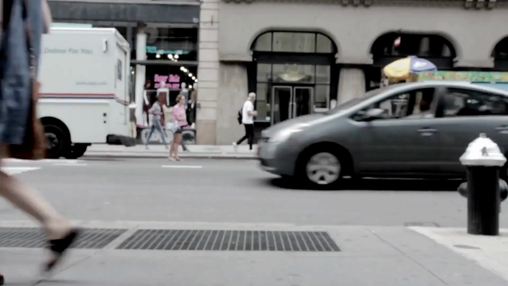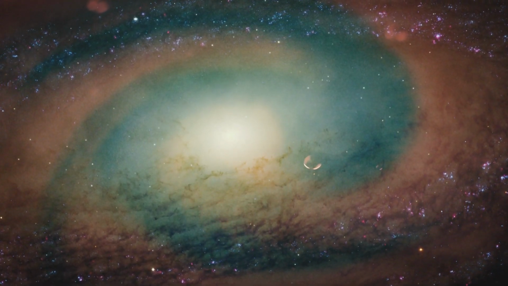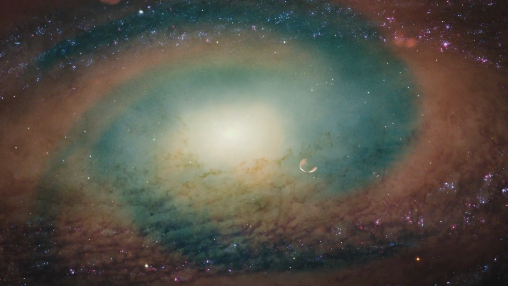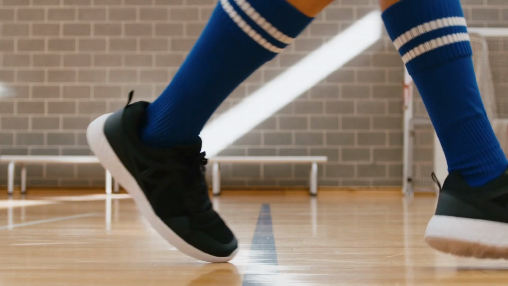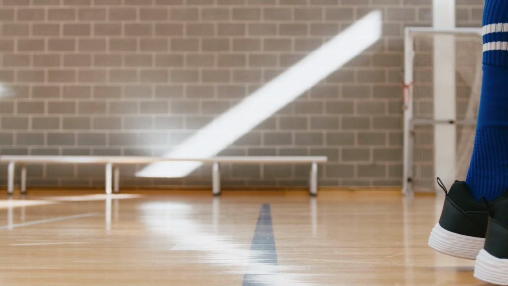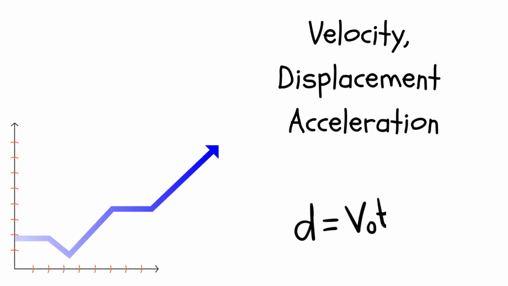Everything around us is moving. Cars on the road, planets around the sun, even the atoms inside your body. In this lesson, we'll explore the first big topic in physics, motion: how objects move, how fast they move, and what affects their motion. By the end of this video, you'll be able to describe motion using scientific language, graphs, and equations, just like real physicists do.